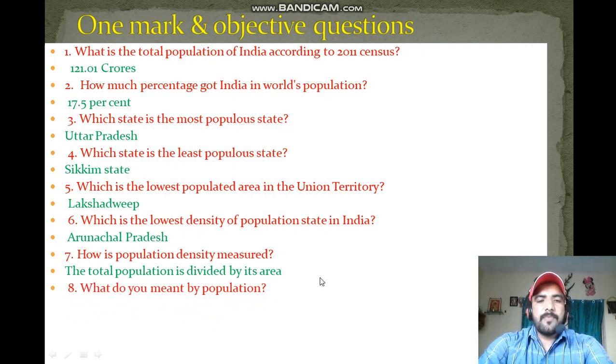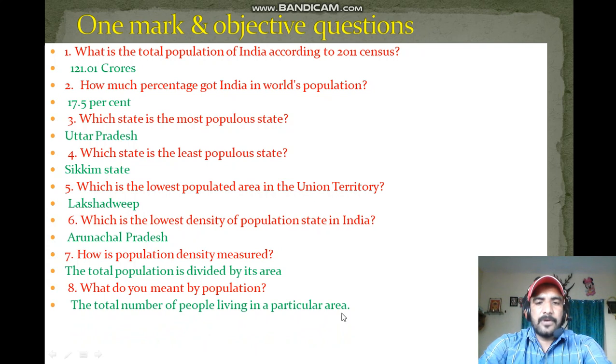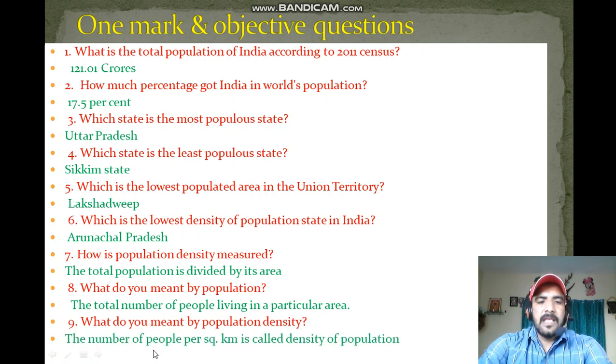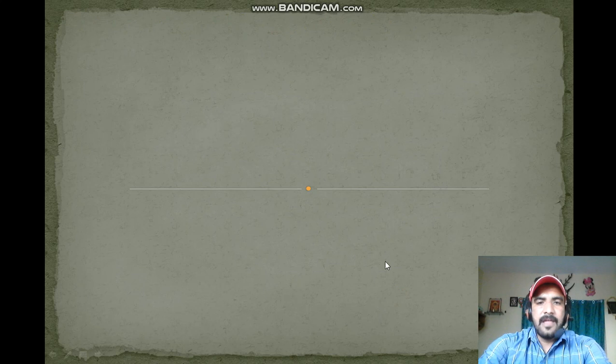Next one, what do you mean by population? The total number of people living in a particular area is called population. Next one, what do you mean by population density? That is the number of people per square kilometer, called density of population.